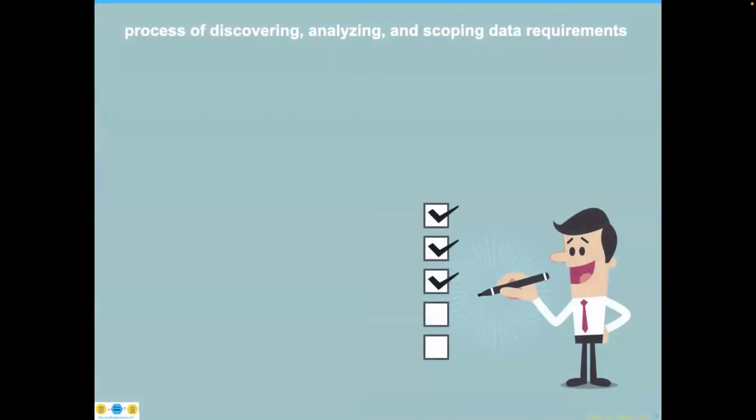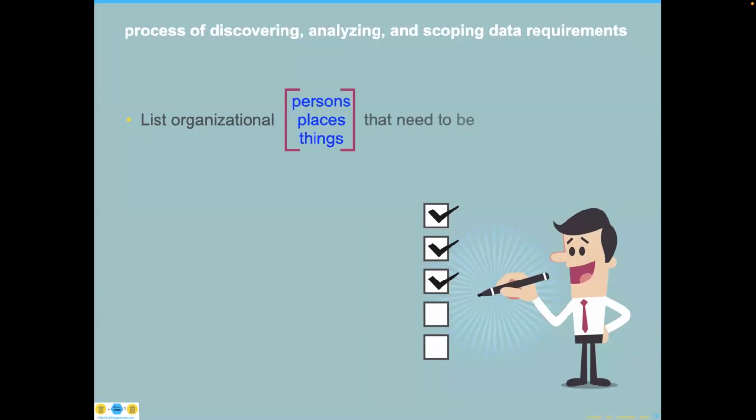So the first one is discovering, analyzing, and scoping data requirements. And this is just the case that we need to have the organizational lists of persons, places, things that need to be created, read, updated, or deleted.